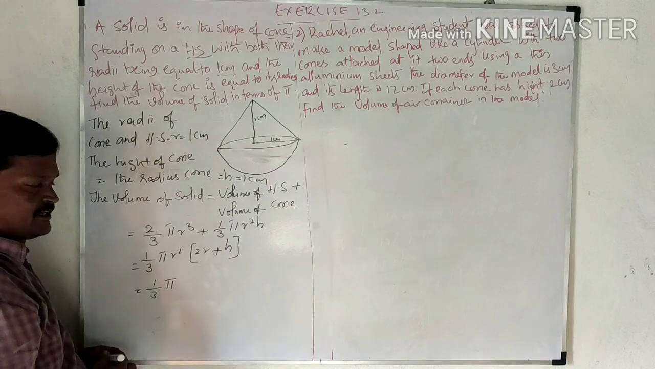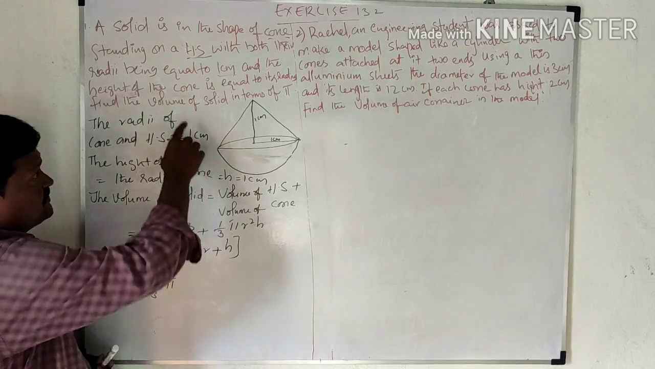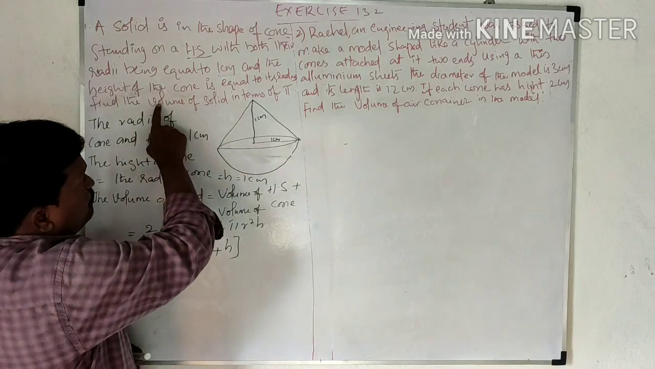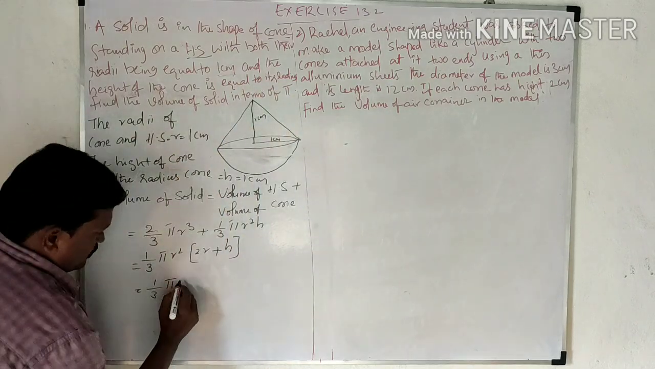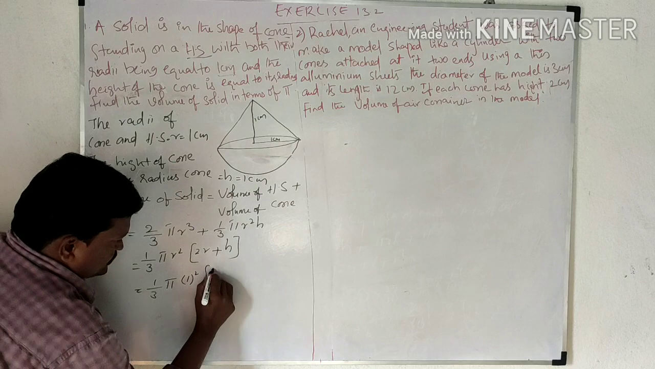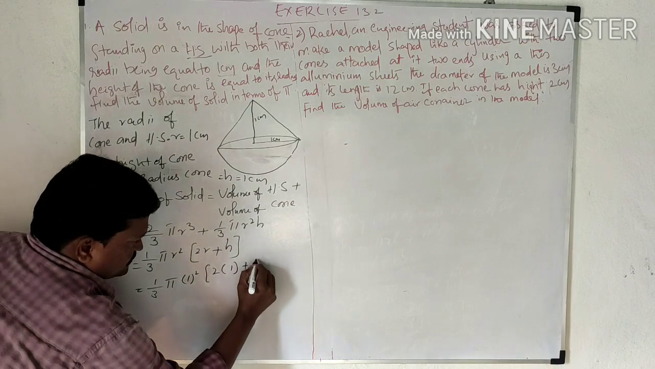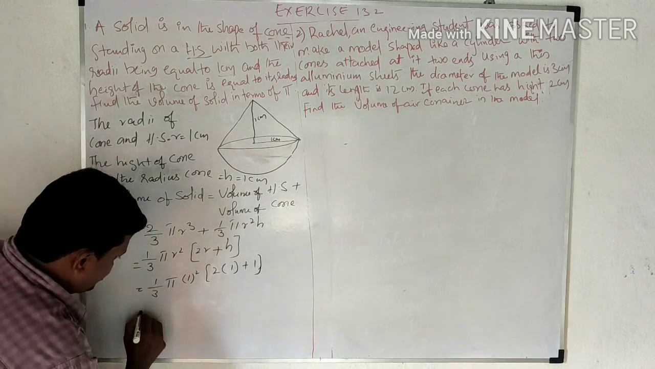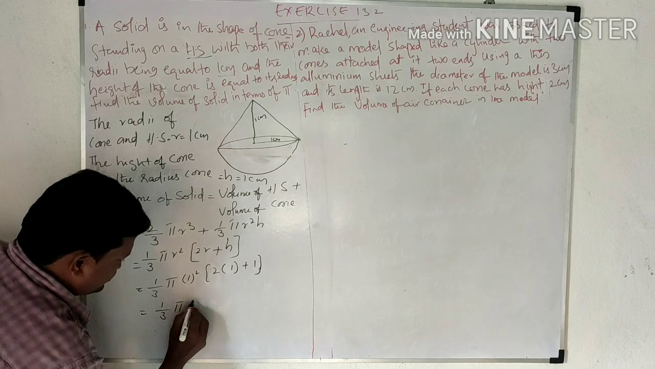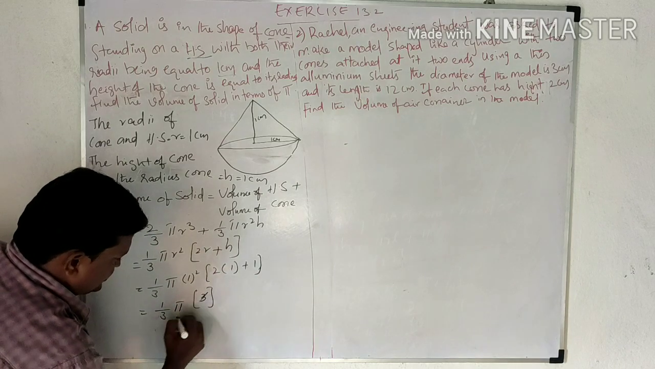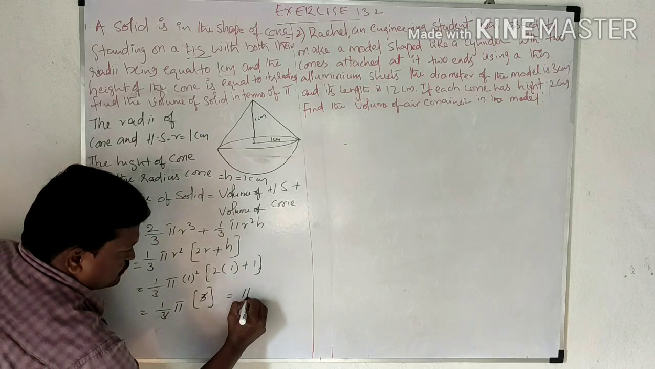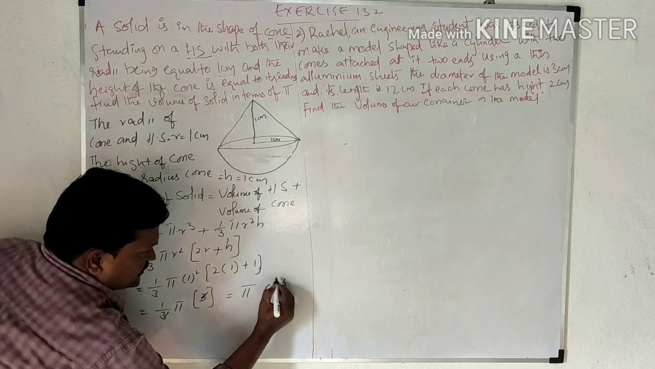Don't write the pi as 22 by 7. Why? In the question itself it is given, find the volume in terms of pi. So let it be. r is 1 square, 2 into radius 1, and this is also 1. So 1 by 3 pi into 1 into 2 plus 1, 2 plus 1 is 3, 3 cancels, that is equal to pi centimeter cubes.